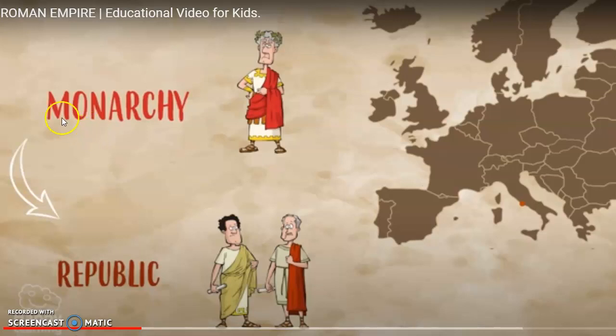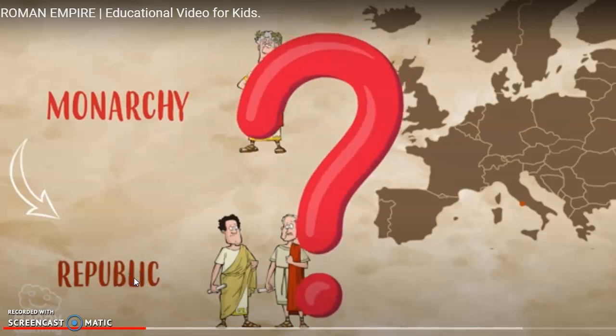So, Rome also started with a monarchy. We had a king. And then it became a republic. What does a republic mean? Do you know what that is?